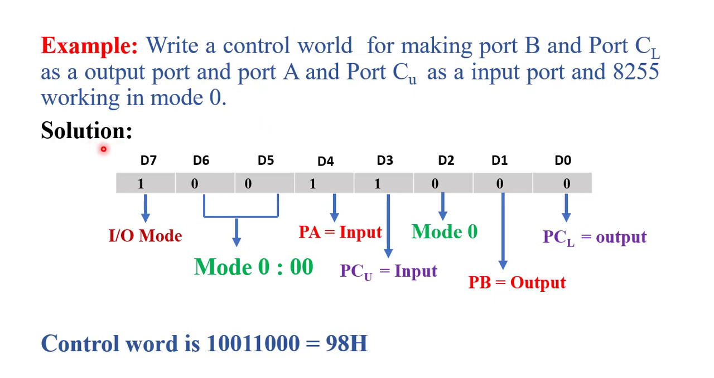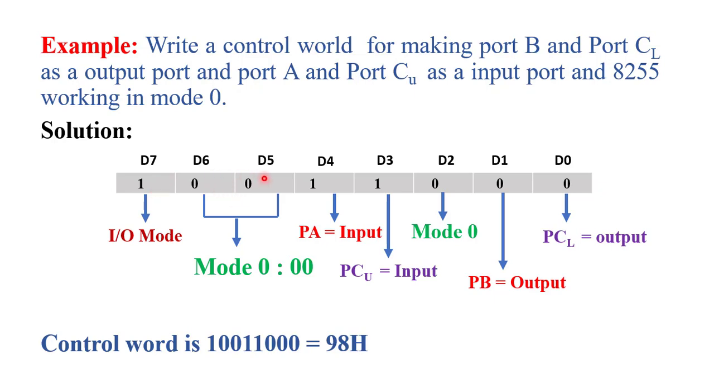So the solution of the example is, as I have already told, the 8255 control word has 8 bits, D0 to D7, and the most significant bit, that is D7, defines in which mode 8255 is working. If 8255 works in BSR mode, this bit is 0. If 8255 works in input output mode, this bit is 1. As mentioned in the example, 8255 works in mode 0. It means it works in input output mode. So D7 bit is 1.